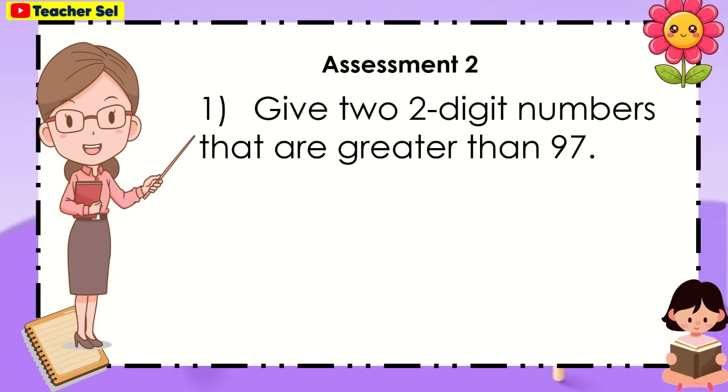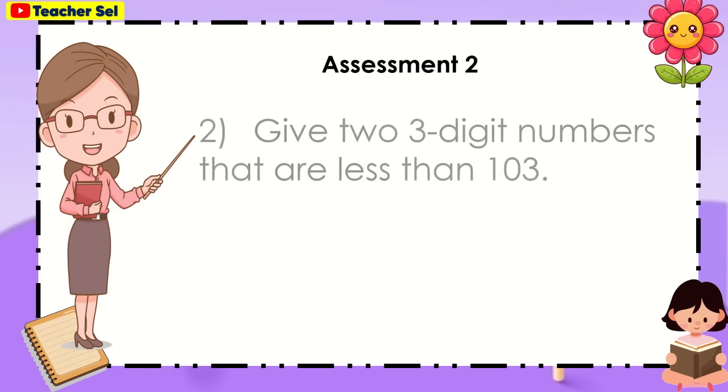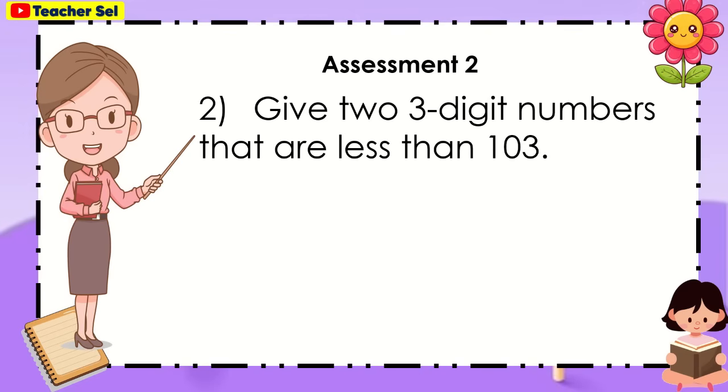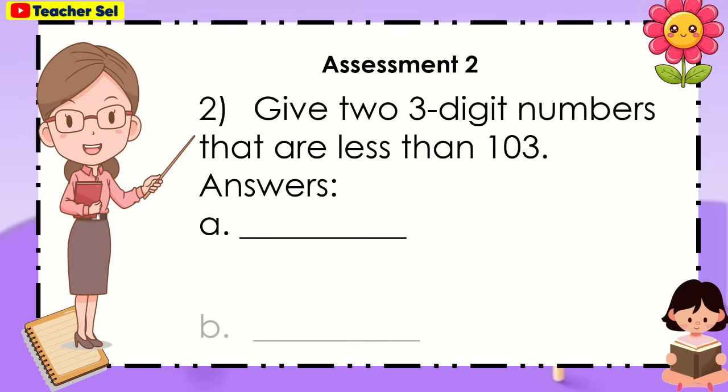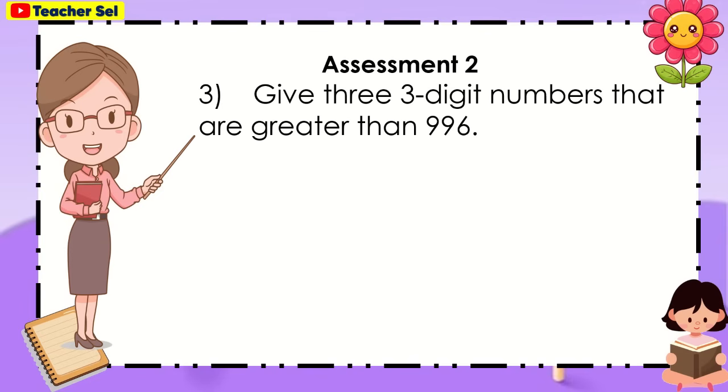Give two two-digit numbers that are greater than 97. Give two three-digit numbers that are less than 103. Give three three-digit numbers that are greater than 996.